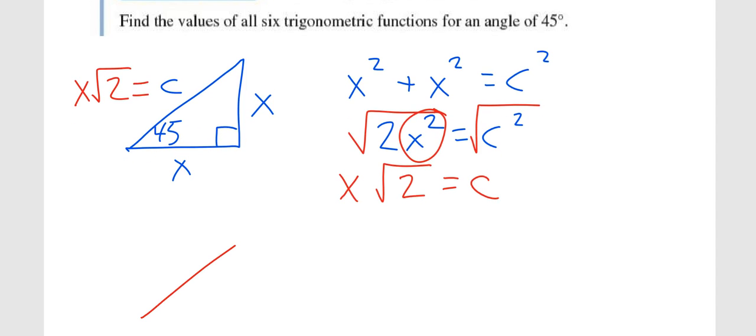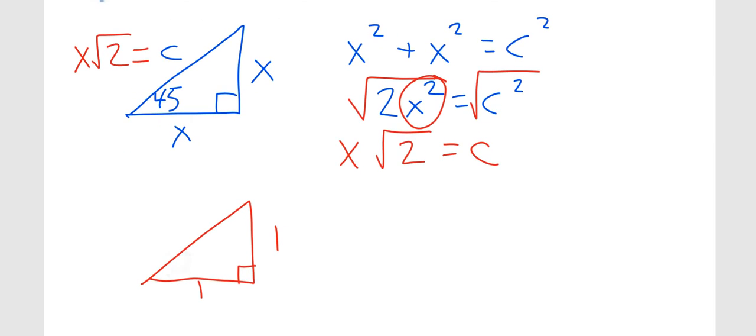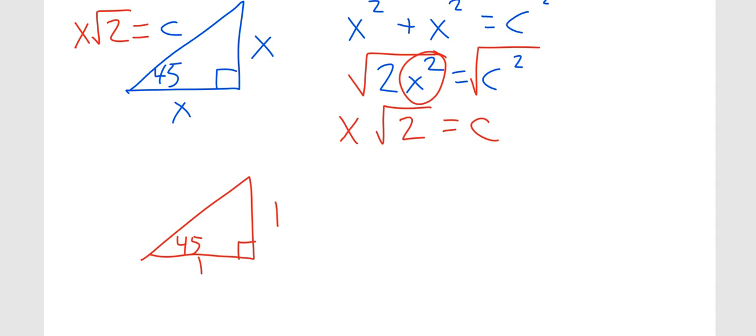All right. Let's make our lives a little bit easier. And we'll call each one of those sides 1. What would that make the hypotenuse? Radical 2. Good call.